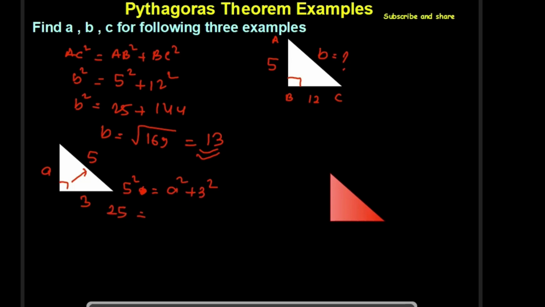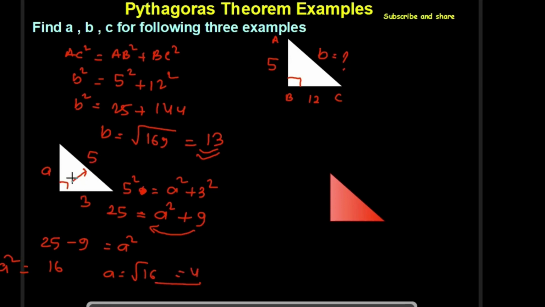So in this case, 25 is equal to A square plus 9. The 9 we have to shift to the other side. So 25 minus 9 is going to be A square. So A square is 25 minus 9, which is 16, correct? So the square root of 16 is nothing but 4. So this way, we calculated the value of the unknown side.